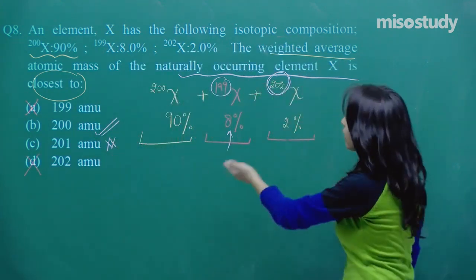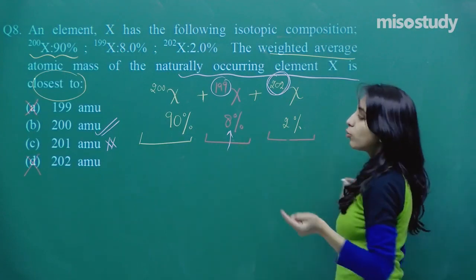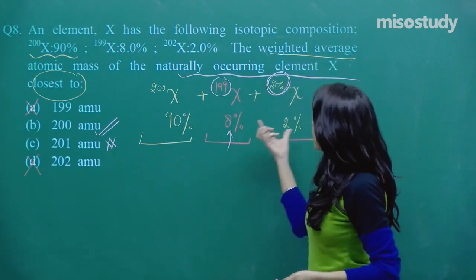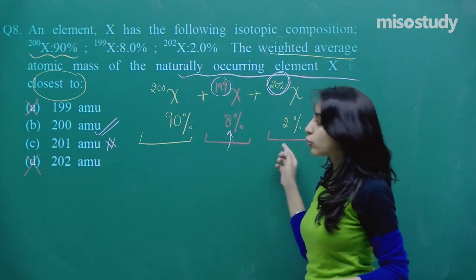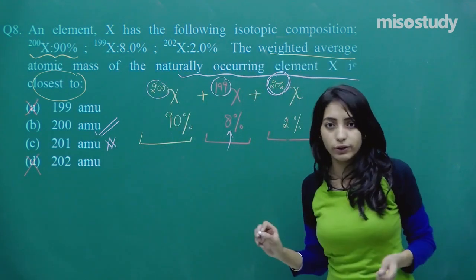However, if it would have been, let's say, 8 to 10% and this would have been 2%, then you could have expected the answer as 201. But since the lesser one is more, the higher one is less, so the answer will be close to this only, which is 200, right?